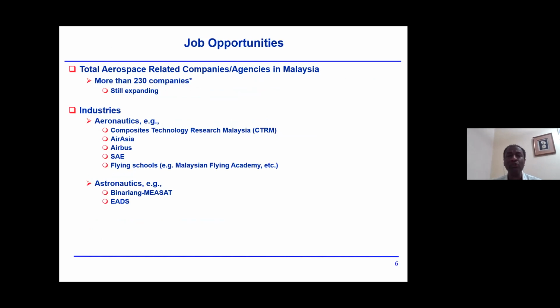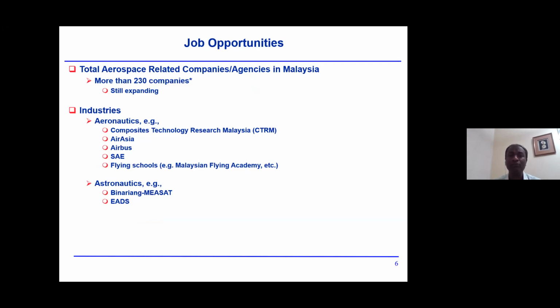Now, job opportunities. This is very important. We are spending our 4 years here, and what exactly are we planning after the 4 years? Obviously, we are going to try seeking jobs. And if you look at the Malaysian perspective, fully aerospace companies, I'm not talking about mechanical. There are mechanical companies or electrical companies also providing services to the aerospace industry in the country.